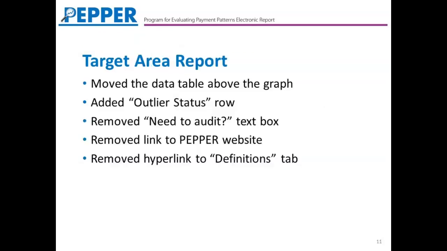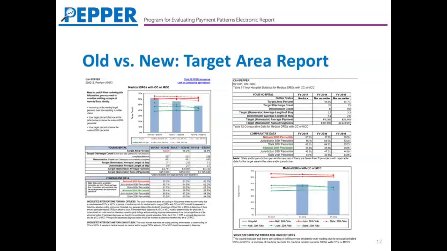Moving on to the target area report, you'll notice a number of changes here. Again, everything is still there. It's just been reorganized to some extent. We have moved the data table from the top of the page to below the data table. So on the right side of the screen, you see the new version of the Pepper with the graph on the bottom. On the left side is the older version of Pepper with the graph on the top.